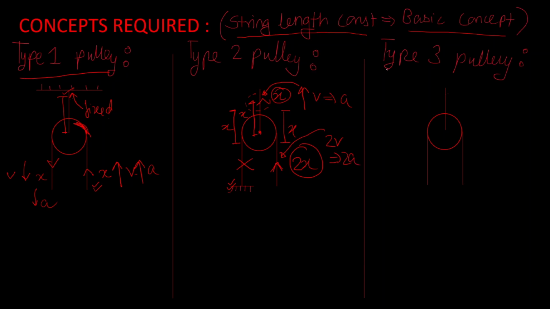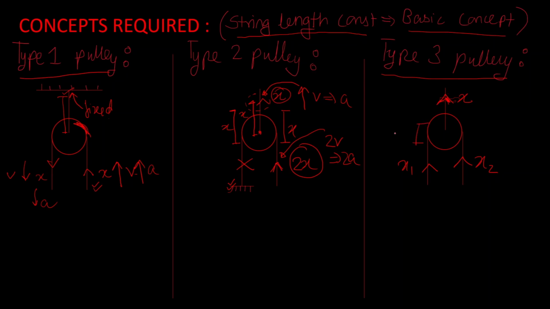Now the type 3 pulley is very important because a lot of difficult questions are formed based on this concept only. So let us assume the top part of the pulley moves by a distance of x, for example. And let's say that this part of the pulley moves by a distance of x1 and this part of the pulley moves by a distance of x2. Now you can say that there is going to be an extra space. This moves x1 and this moves x2.